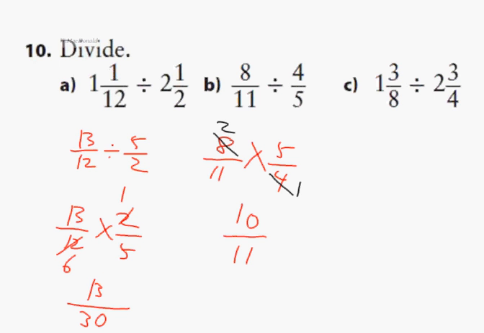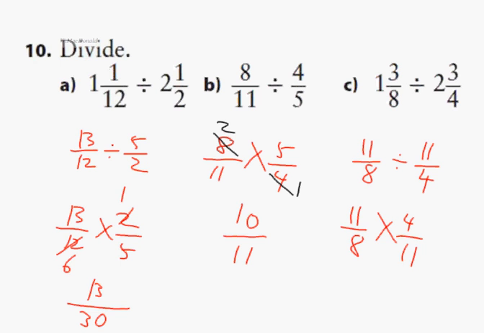For 1 3/8, change to improper. That'll be 11/8, which is the same thing as 1 3/8. Divided by 11/4, that's the same thing as 2 3/4. Keep your first fraction, change to multiplication, use the reciprocal.